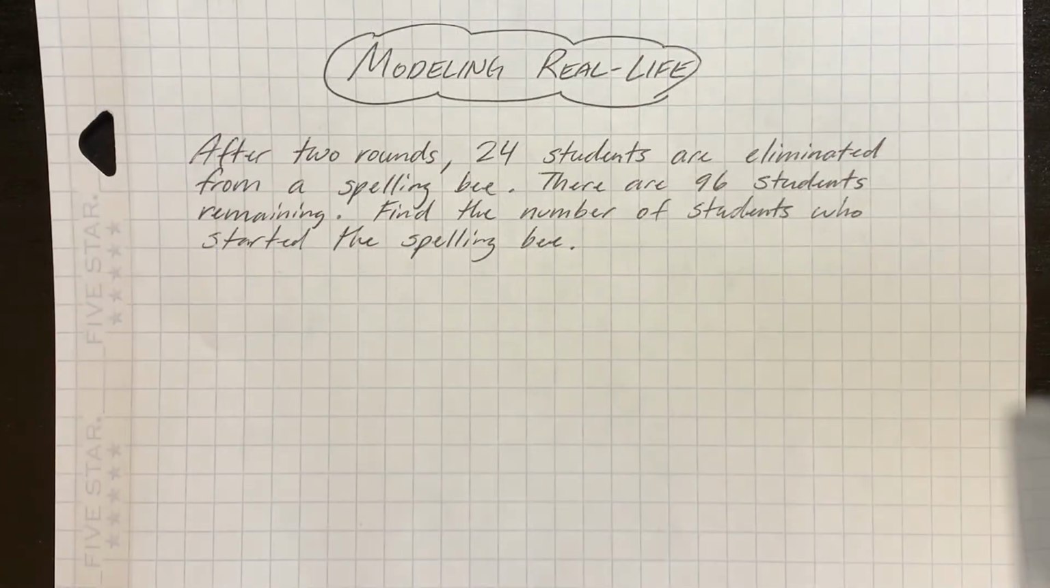All right, some of you guys participated in spelling bee competitions when we were in person in the classroom. So let's talk about this and model real life using and writing equations. Imagine that after 2 rounds, you pretend that you're in the spelling bee, and after 2 rounds, there's 24 students that are eliminated from the spelling bee. And there are 96 total students remaining. So what we want to do real quick is write an equation here, and then find the number of students who started at the beginning of the spelling bee.